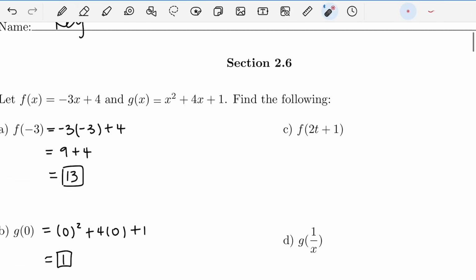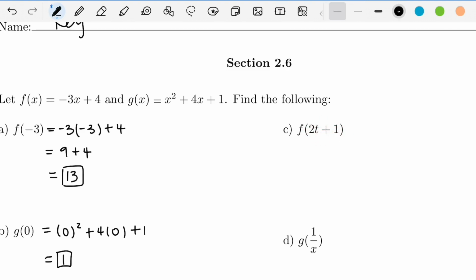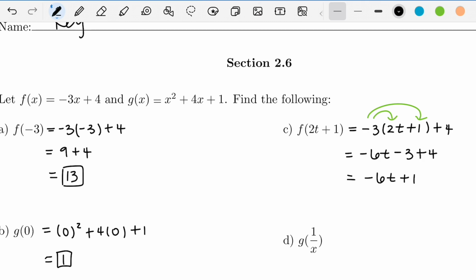We're going back to our function f of x, and we want to figure out what this function is when x is going to be 2t plus 1. So we're just going to plug that into our function and then simplify. So in this case, this -3 is going to be distributed to everything inside of our parentheses here. So this will give us -6t minus 3 plus 4. And then simplifying this further, this will give us -6t plus 1.